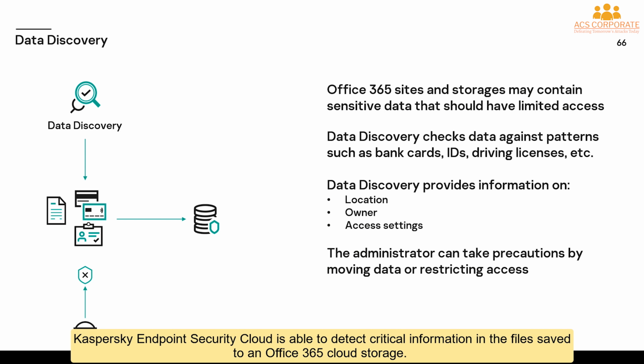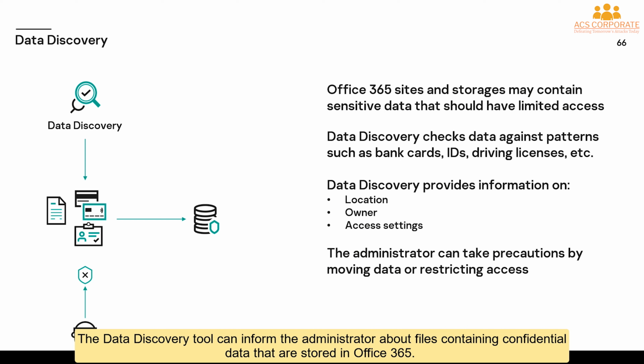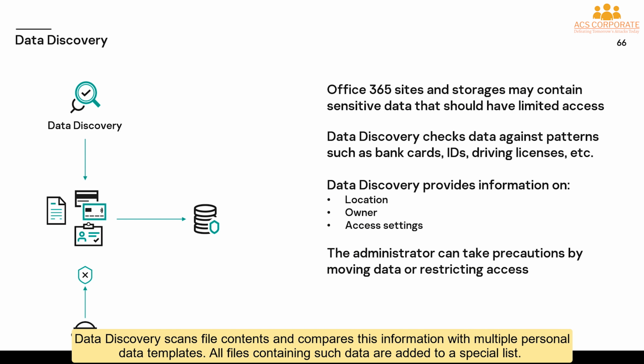Kaspersky Endpoint Security Cloud is able to detect critical information in the files saved to an Office 365 cloud storage. The Data Discovery tool can inform the administrator about files containing confidential data that are stored in Office 365. Data Discovery scans file contents and compares this information with multiple personal data templates. All files containing such data are added to a special list.